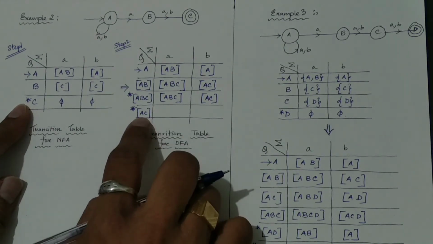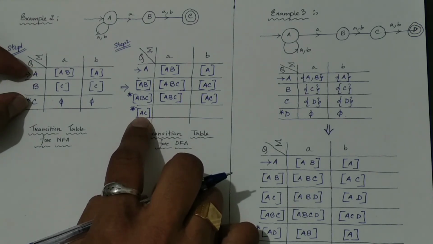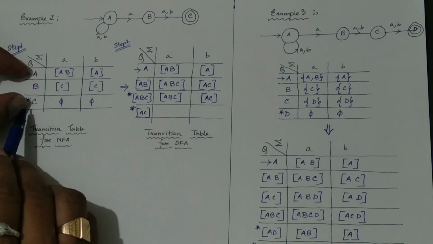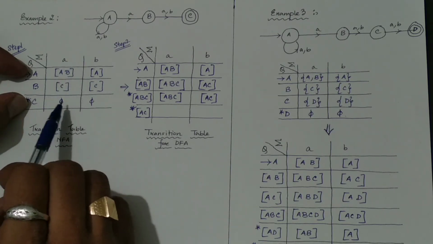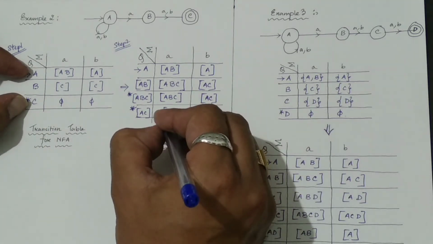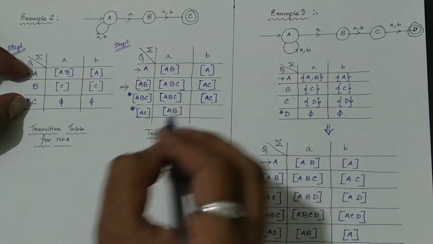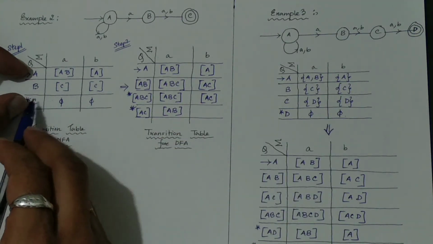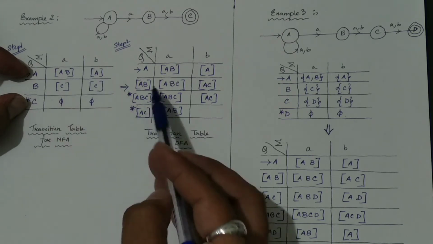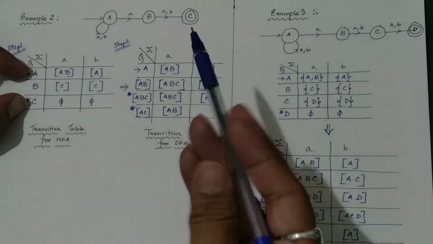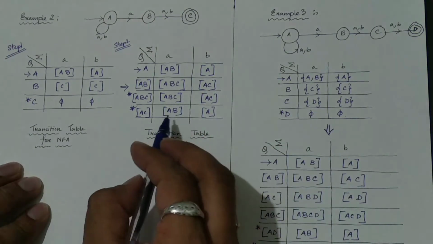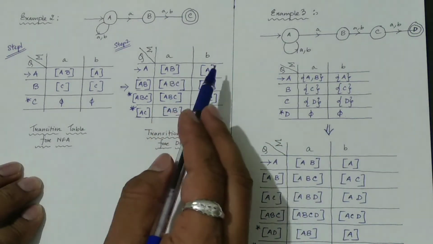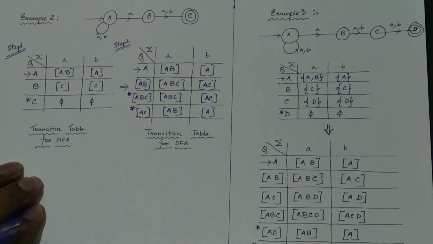Clear? Now AC I have to check. Now these two states I have to check, right? A and C together on seeing input alphabet A, where it is going? AB and phi. That means AB only. Clear? Phi means null. Then AC together on seeing input alphabet B, where it is going? It is going to A and phi. So what will be the answer? A only. Now you check whether any new state is left out. No, all states have been traversed. So this is your final transition table for DFA.